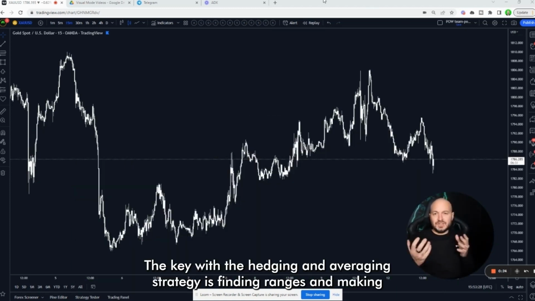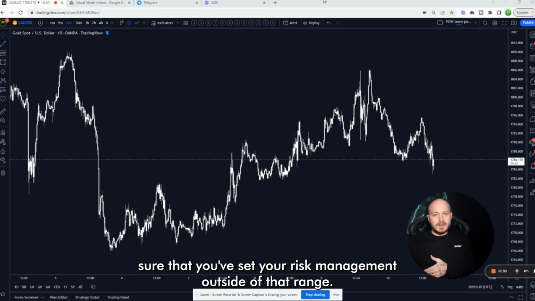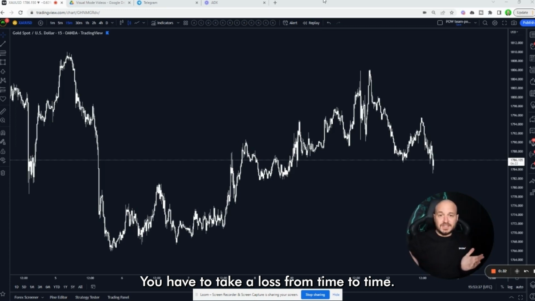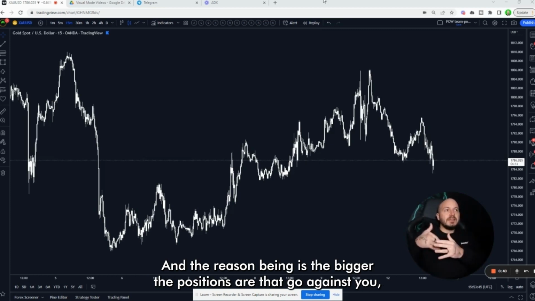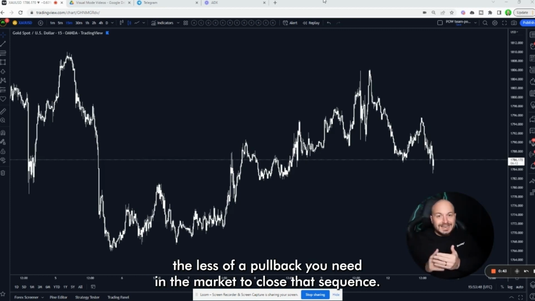The key with a hedging and averaging strategy is finding ranges and making sure that you've set your risk management outside of that range. You'll have to take a loss from time to time. Yes, martingale, in my opinion, works best for a hedging and averaging strategy. And the reason being is the bigger the positions are that go against you, the less of a pullback you need in the market to close that sequence.